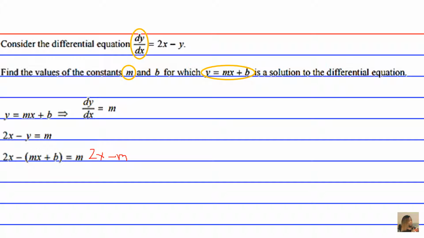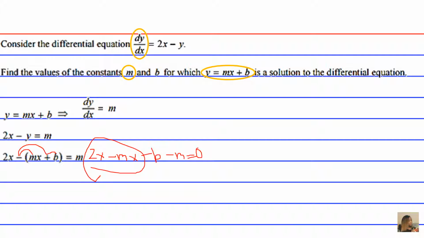2x minus mx, and we distributed the negative sign to the mx. We're also going to distribute it to the b, so minus b, and then we have our minus m that we brought over. It's all equivalent to 0. Excuse the time lag in my attempt at writing this out.